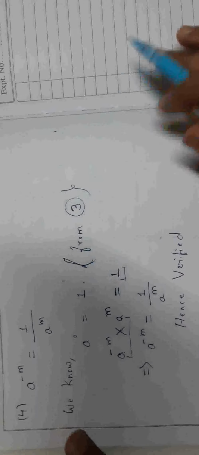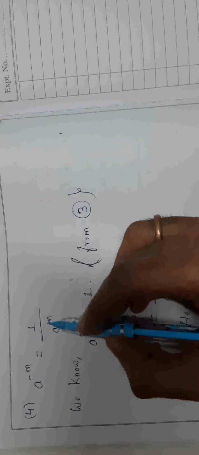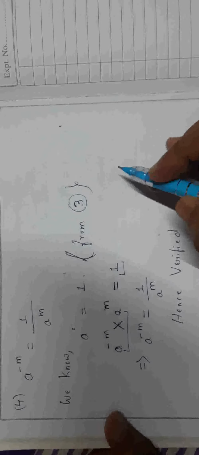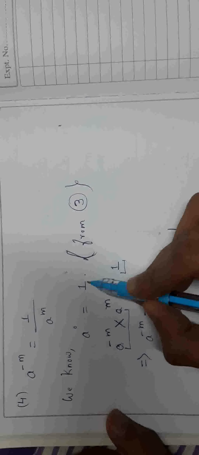One more time. Fourth formula says a to the power minus m equal to 1 by a to the power m. That is, if the power of the exponent is negative, then it gets reciprocal. Now how to prove it? We have seen from the third law of exponent that any number to the power 0 is equal to 1. So we have written a to the power 0 equal to 1.